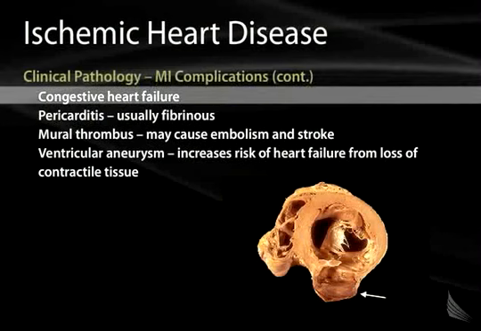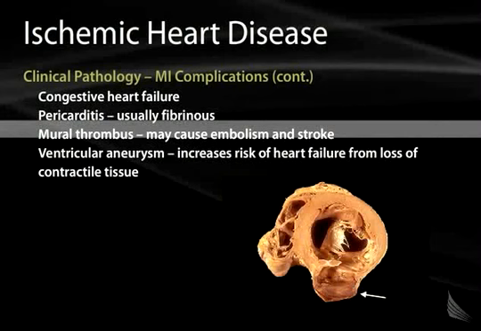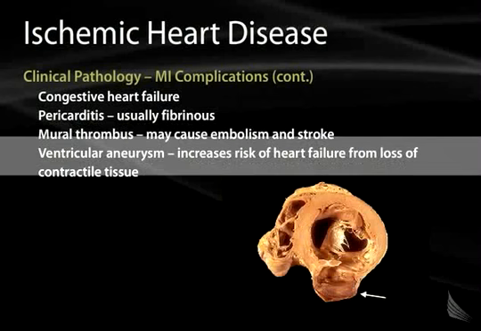Also, you can develop congestive heart failure depending on the amount of myocardium that was infarcted from the MI. You can also develop a post-MI pericarditis, which is usually fibrinous in nature. You can develop a mural thrombus if you have significant wall motion abnormalities, which may increase acutely your risk for embolism and stroke. You can also develop ventricular aneurysm, which increases the risk of heart failure from loss of contractile tissue. These ventricular aneurysms can be represented on 12-lead ECG by persistent ST segment elevations following MIs.